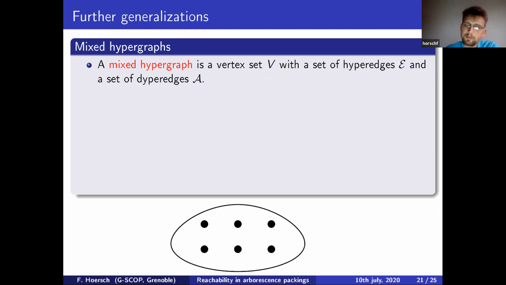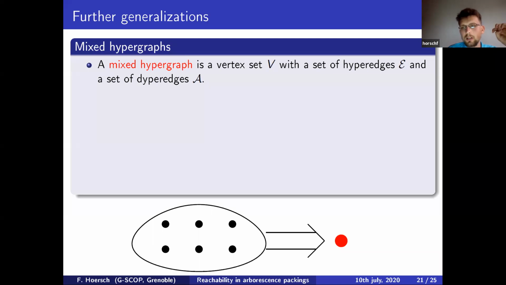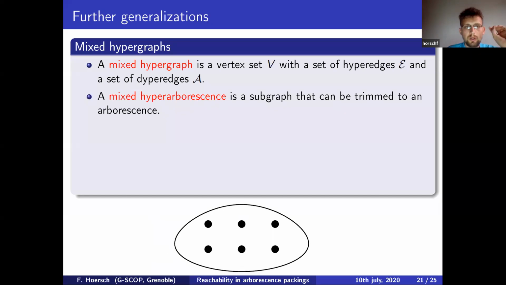And the diperedge basically is an arc that has a lot of tails, but just one single head. So that's a diperedge. And now, what do I want? I want to find arborescences in those mixed hypergraphs. And what do I mean by a mixed hyperarborescence? This is what I call a mixed hyperarborescence: an arborescence in the mixed hypergraph. A mixed hyperarborescence is a graph that I can trim to become an arborescence.